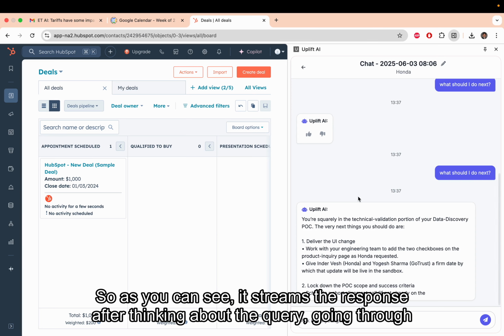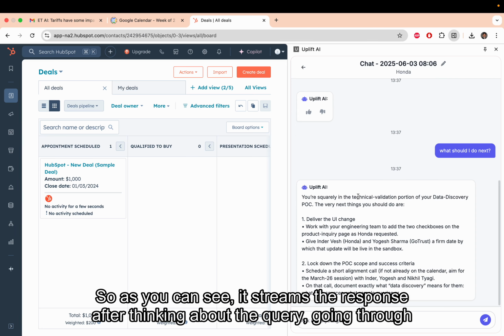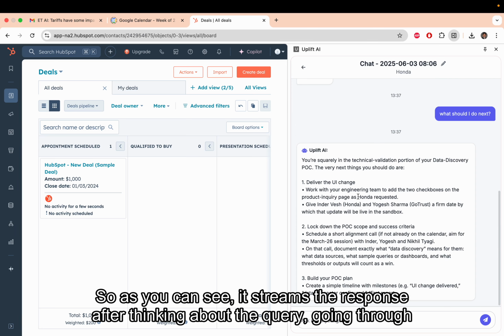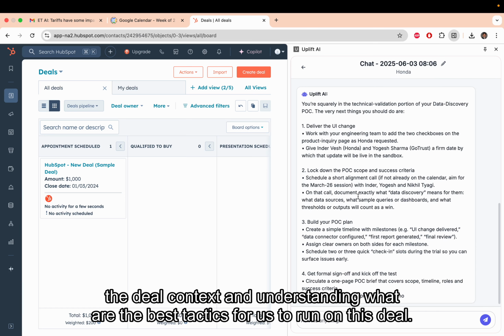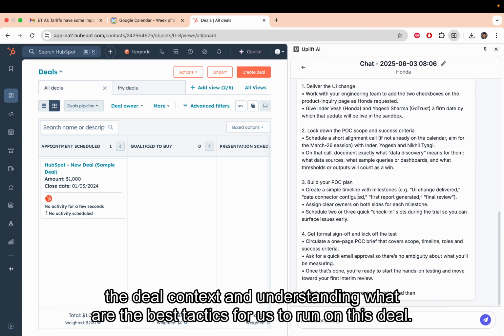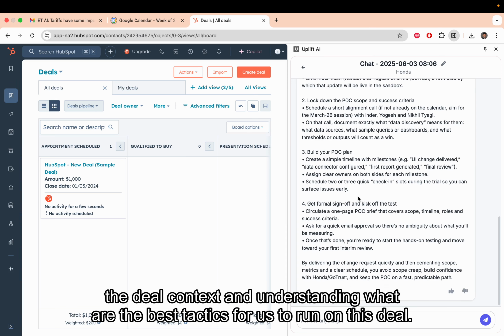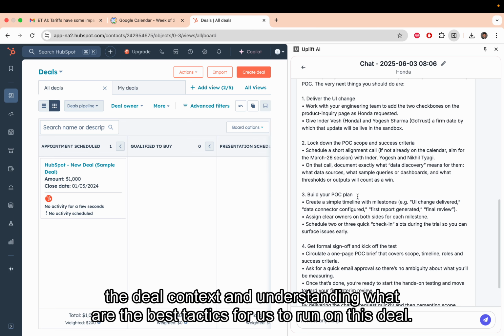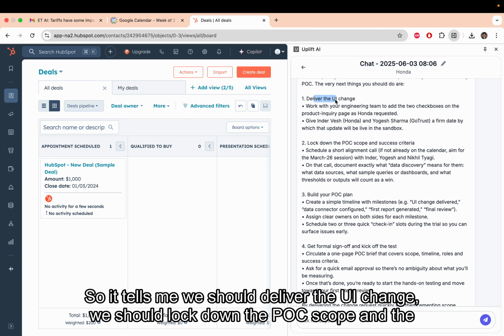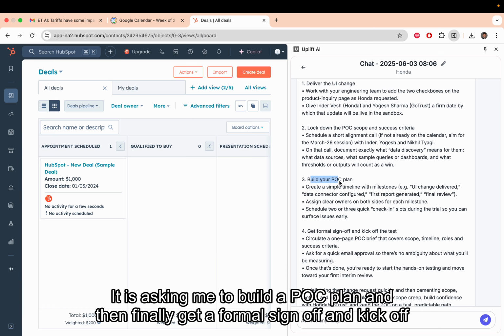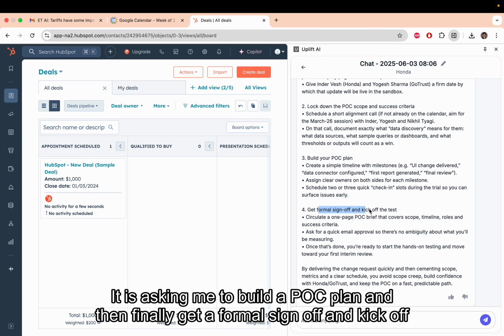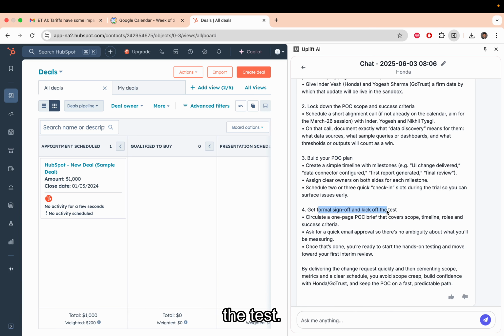There we go. So as you can see, it streams the response after thinking about the query, going through the deal context, and understanding what are the best tactics for us to run on this deal. So it tells me we should deliver the UI change, we should lock down the POC scope and the success criteria, which again is in line with the risk that it identified. It is asking me to build a POC plan and then finally get a formal sign off and kick off the test.